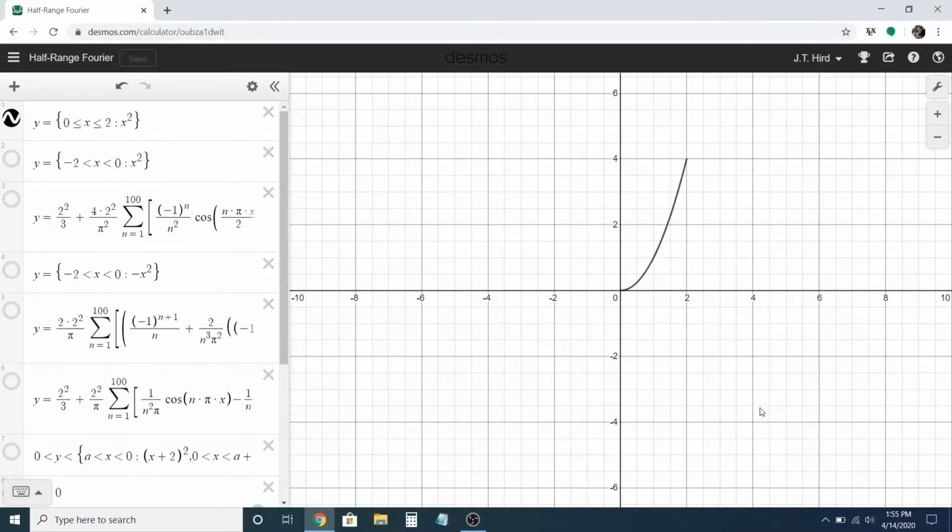Okay, in this video we're going to look at something called a half-range Fourier series expansion. The idea is, instead of our normal Fourier series that's defined from minus p to p, we're going to be looking at functions that are defined from 0 to p. So for this example, I'm going to be looking at the function x squared defined from 0 to 2. So just one side of the x-axis, whereas normally we're used to seeing both sides of the x-axis.